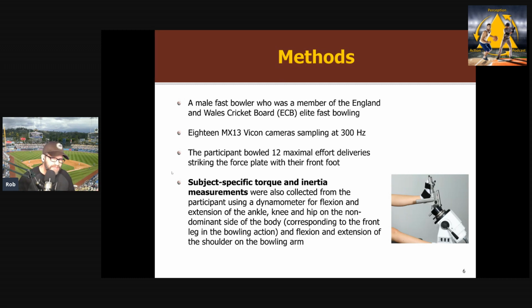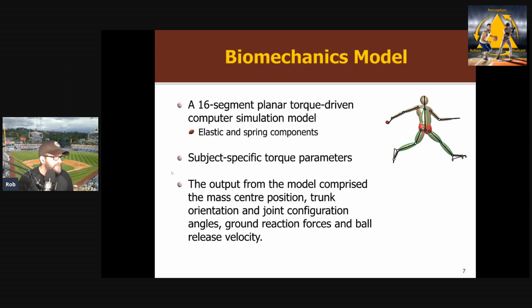So they took all this information, right, and they put it into a biomechanics model. And I'm not going to go into detail. It's quite a complex model, right? They go into a lot of description of how they came up with the different things. But basically, in the model, there are 16 body segments, right, that are linked. And you can sort of see it in the picture. The model incorporates elastic and spring components. So it's a very advanced biomechanics model.